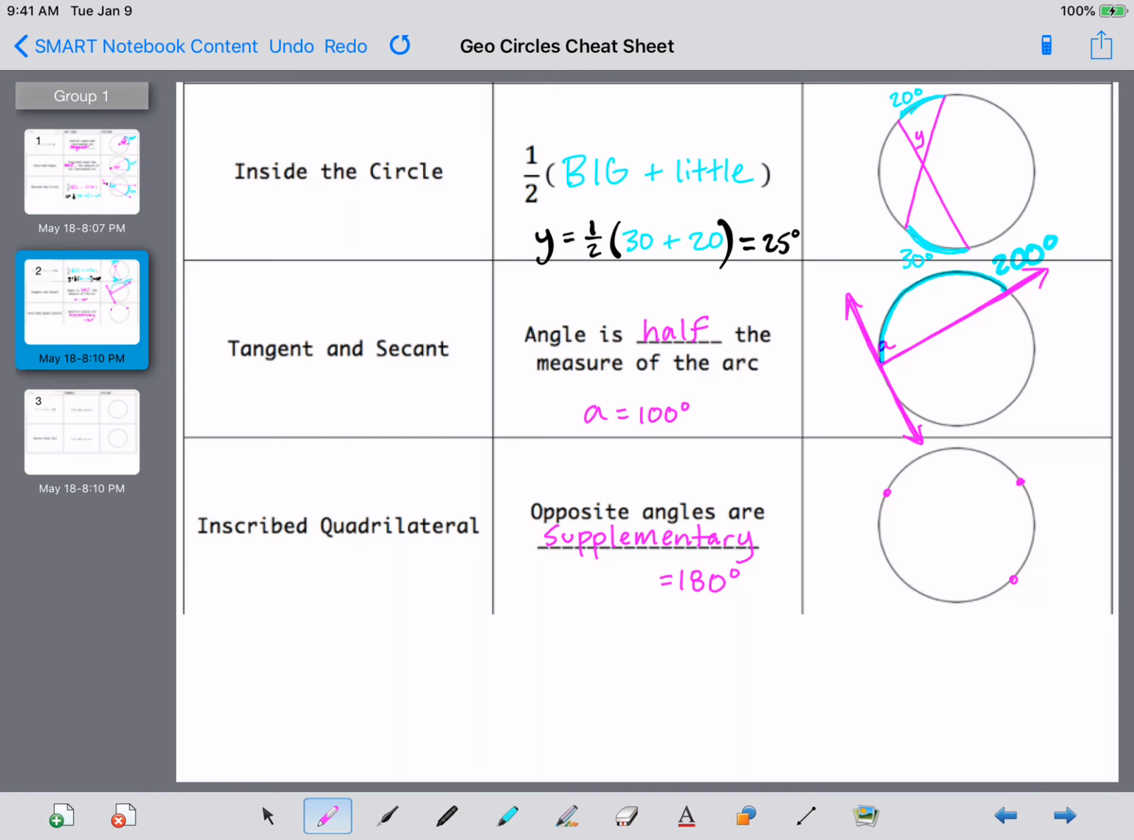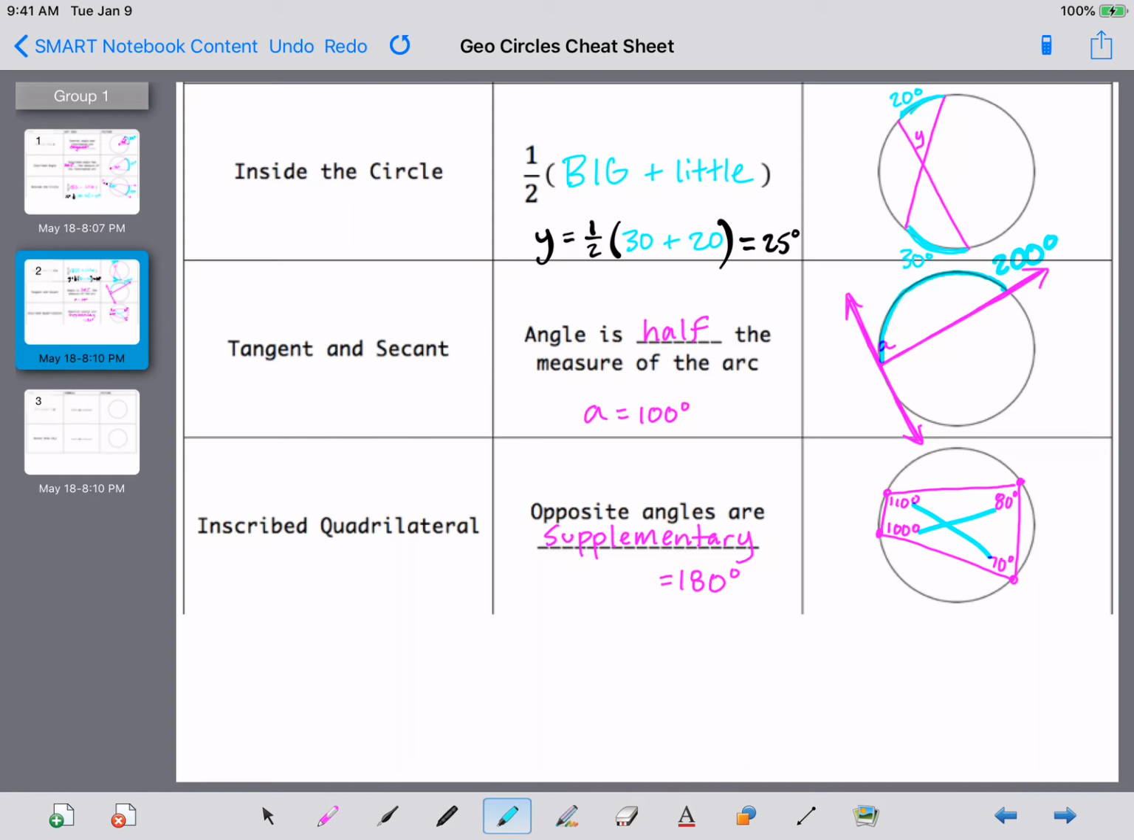put 4 points on your circle here. It doesn't matter where you put them. And then connect those to create a quadrilateral. And then suppose you know this angle over here is 100 degrees. Well, then this one over here has to be 80 degrees. Let's say this one here is 110 degrees. Well, then this one here would have to be 70 degrees. So the opposite angles, the ones across from each other, have to make 180.